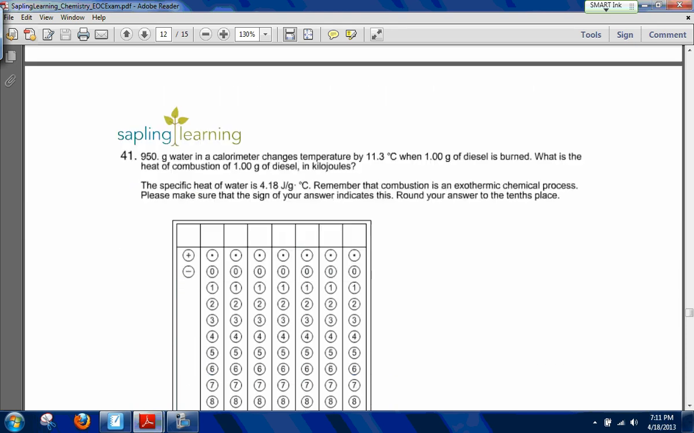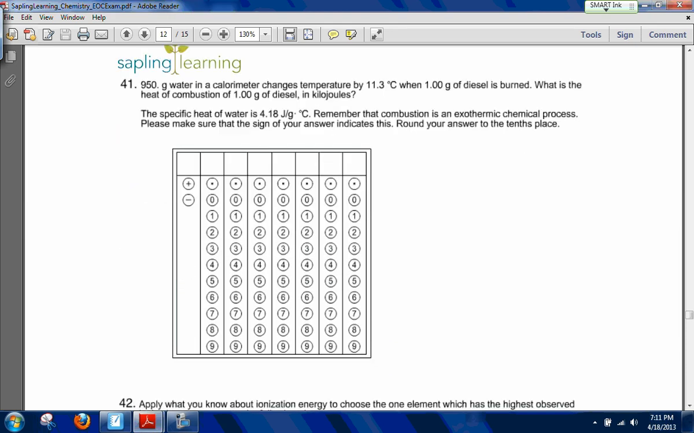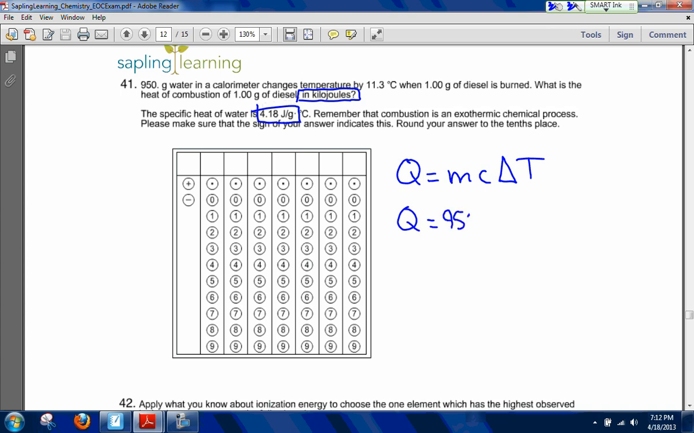Number 41. 950 grams of water in a calorimeter changes temperatures by 11.3 degrees Celsius when 1 gram of diesel is burned. What is the heat of combustion of 1 gram of diesel in kilojoules? Remember that the specific heat of water is 4.18 joules per gram degrees Celsius. Now, the important thing is they asked for kilojoules, but inside the problem, they're giving you joules. It means we're going to have to do a conversion on our answer. This is a basic heat problem. Q is equal to mc delta T. They gave us m, which is 950 grams of water. They gave us c, which is 4.18.